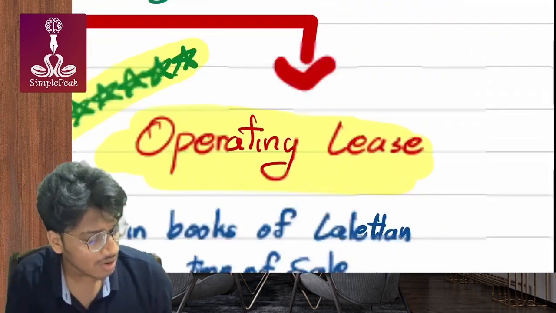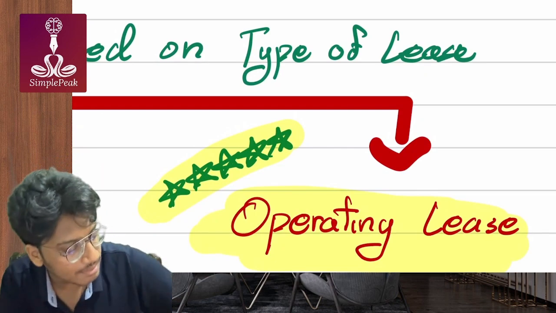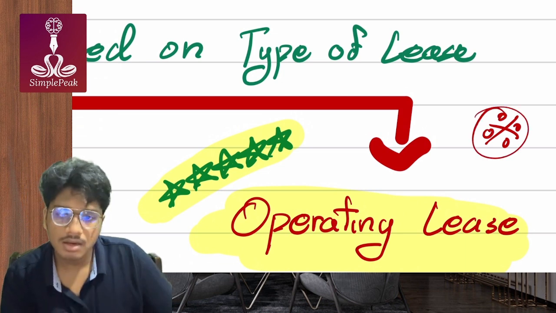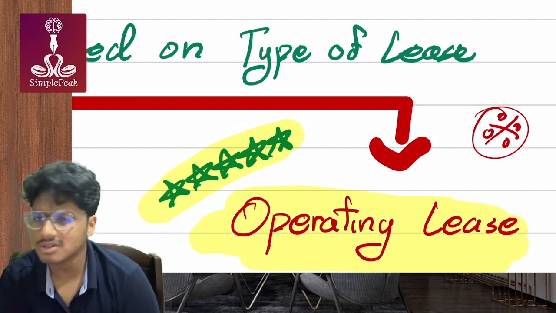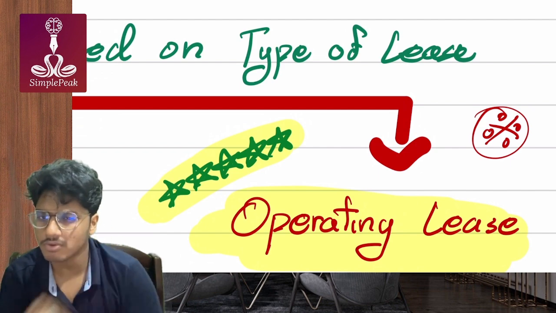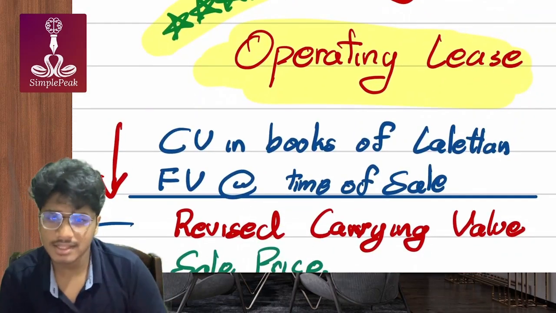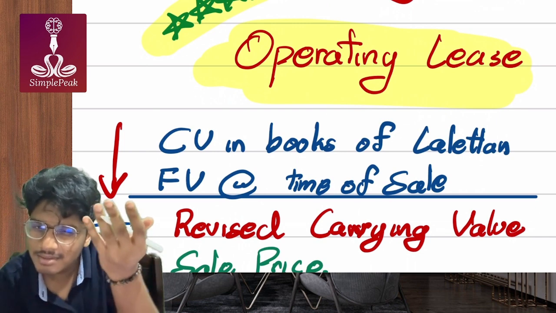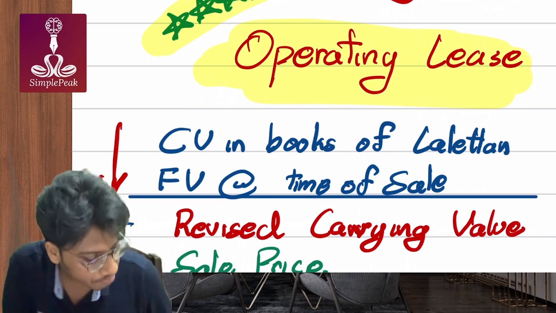Perfect. Now, if it is an operating lease, this is very important. This can be tested in your exam, and this is where the difficulty comes. But it's not so difficult if you go with the flow. You're also learning income from house property in taxation. A similar process applies here, so you can connect and learn.